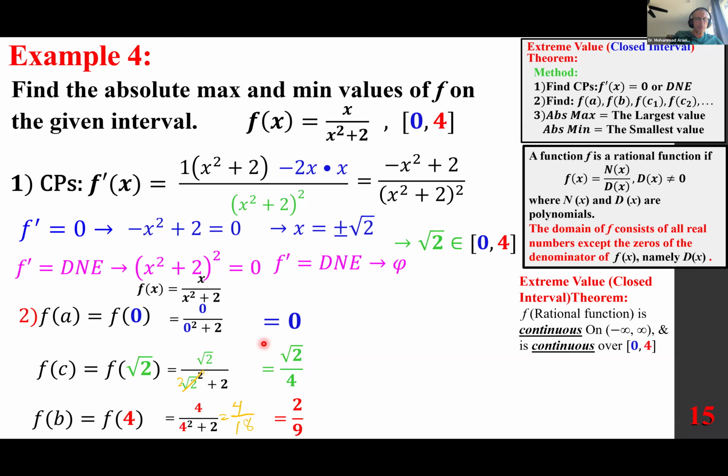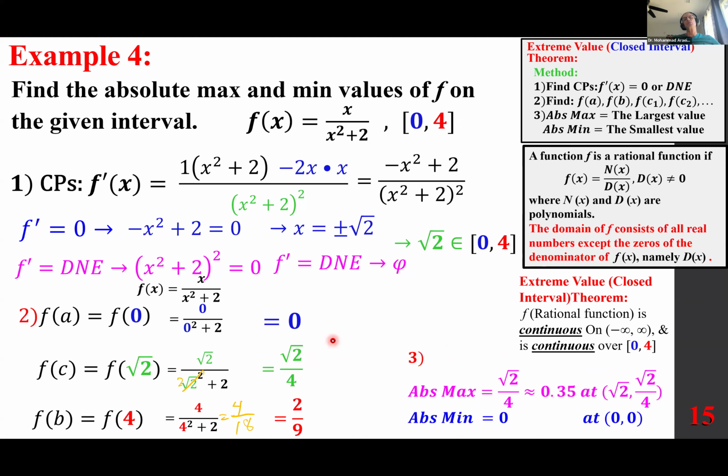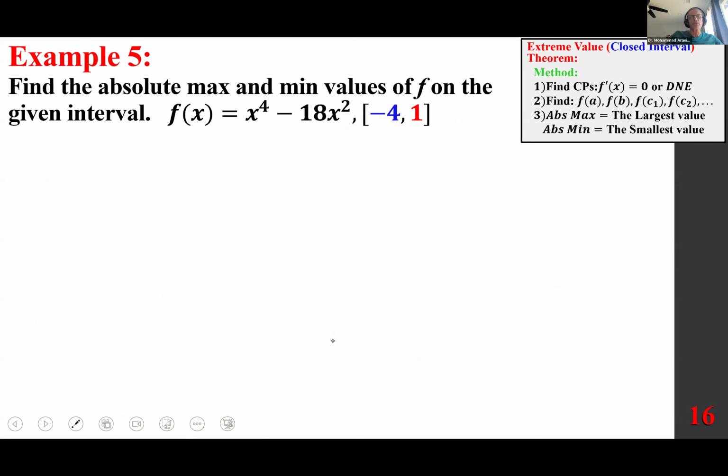So the absolute maximum is at this pair, square root of 2, comma, square root of 2 over 4. And the absolute minimum is 0 at 0, 0. This is how you do the writing, everybody. We are going to move on.